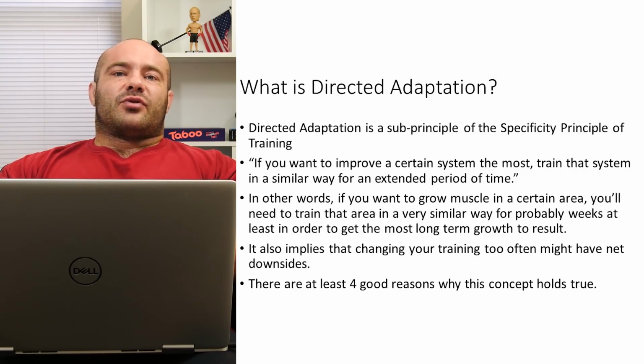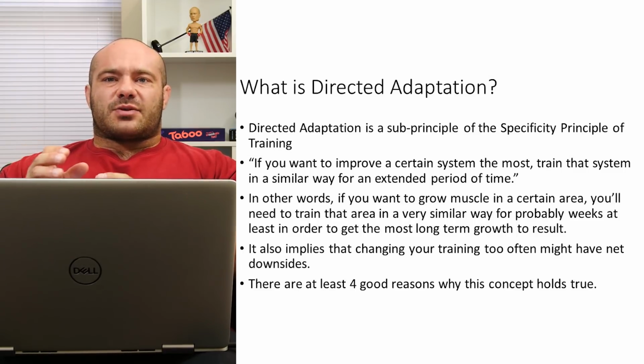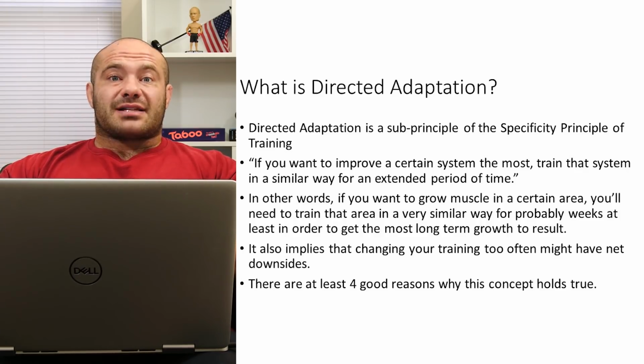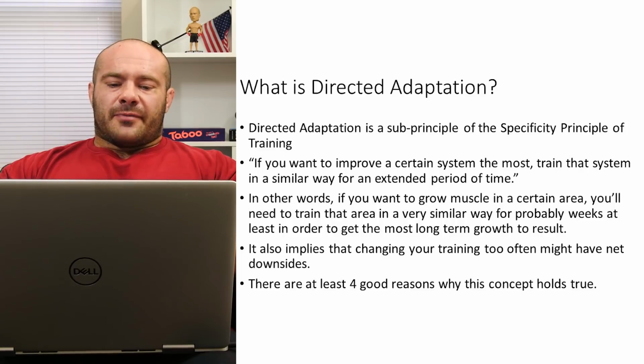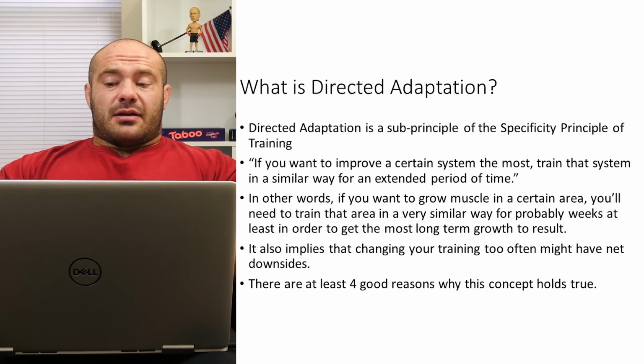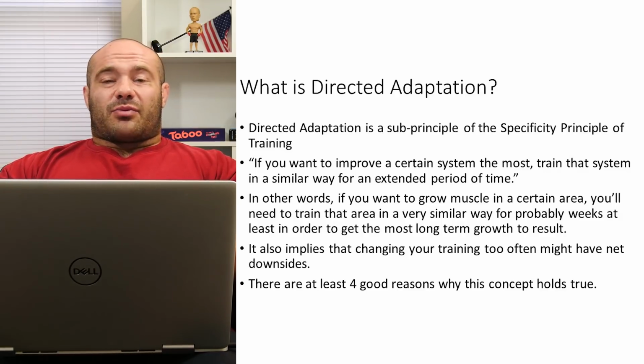If the systemic improvement is very specified, then a very specific kind of training is probably required over and over to really drive the message of adaptation as much home as possible and get the best possible results. In a hypertrophy application, if you want to grow muscle in a certain area, you'll probably need to train that area, for example, the biceps, in a very similar way, potentially with very similar or the same exercises, probably for weeks on end, in order to get the most long-term muscle growth to result.